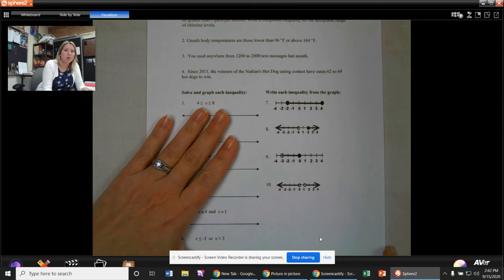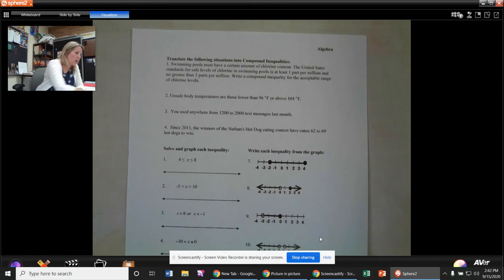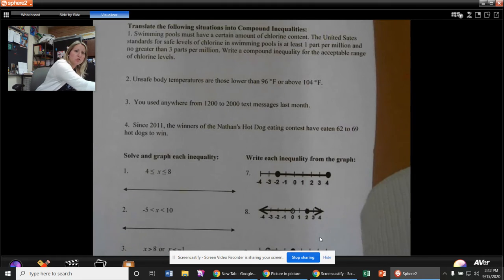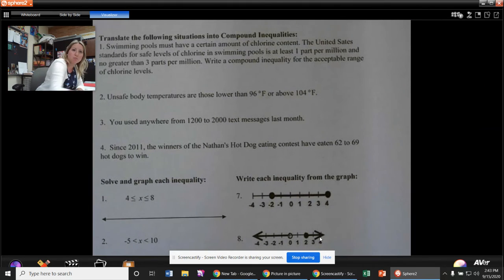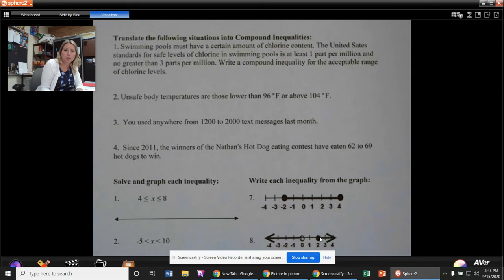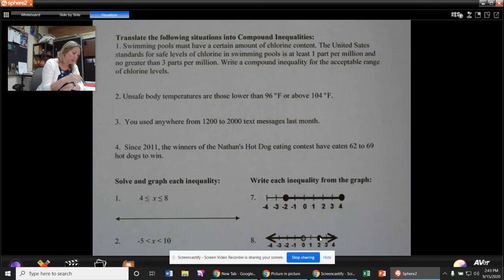So we're going to do some translating of situations into compound inequalities. We're going to write some compound inequalities based on these situations that we're going to read about. And then here we're going to be given some compound inequalities and we're going to put them on graphs, or we're going to be given graphs and we're going to interpret our compound inequalities.